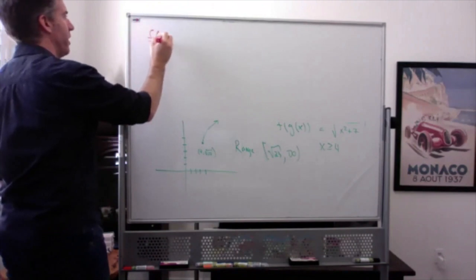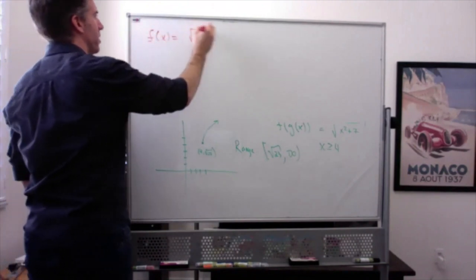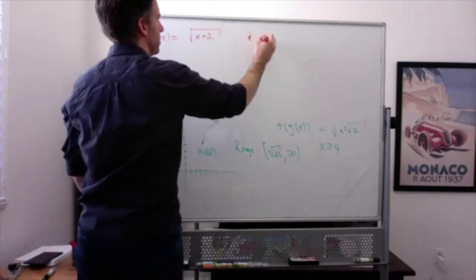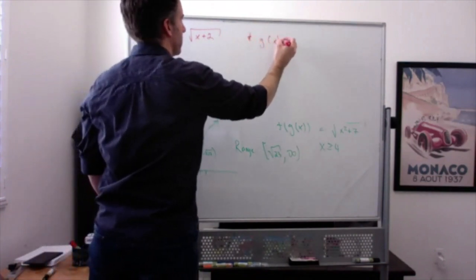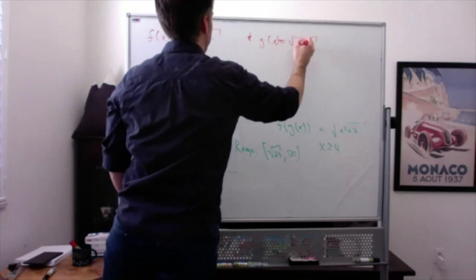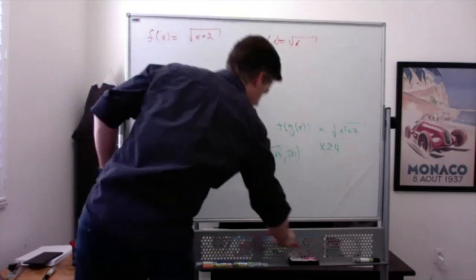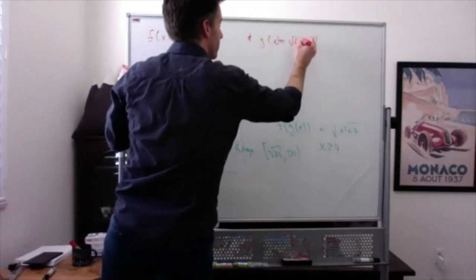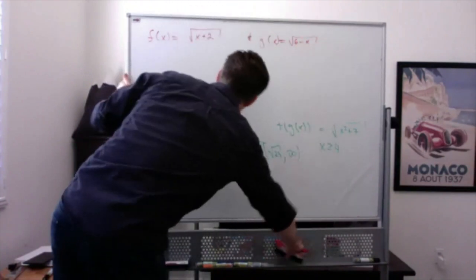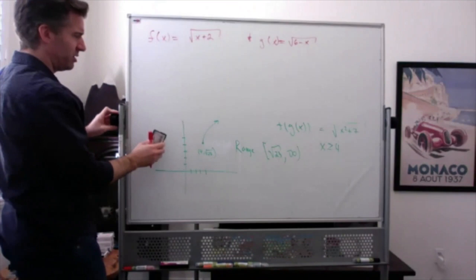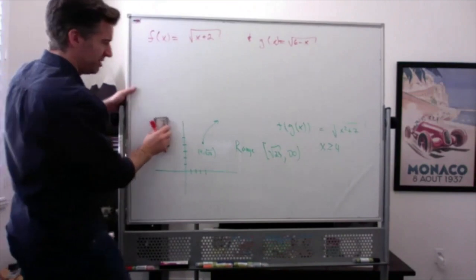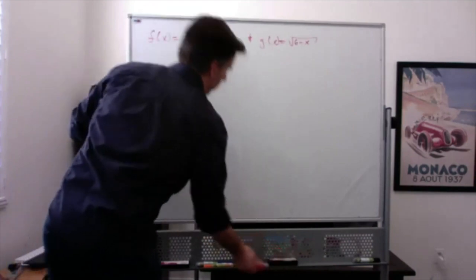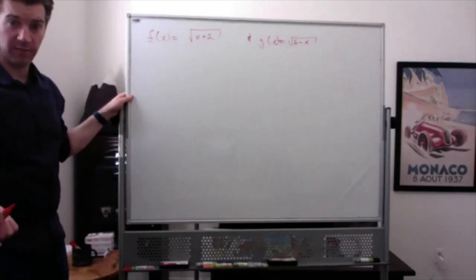Let's look at f of x equal to the square root of x plus 2 and g of x equal to the square root of 6 minus x. And before we compose these, I'm actually going to do something simpler. I'm just going to add them together. Actually, before I even do that, let's talk about the domains of each of them.